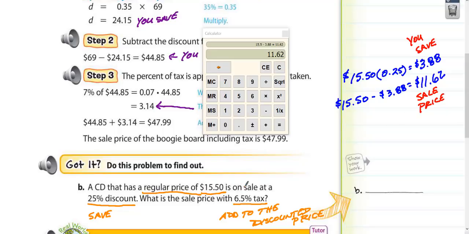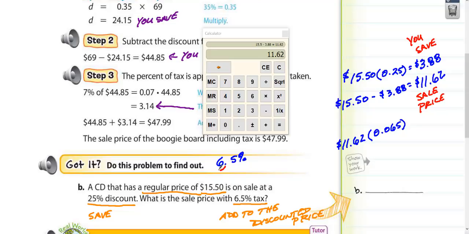Now, you can't just give them $11.62 and walk out the door because you have to pay the tax. So we're going to take that sale price, that $11.62, and we're going to multiply it by the tax, 6.5%. Remember, when you have a percentage that's less than 10%, you're going to need that placeholder 0. So I just did this. I had 6.5%.